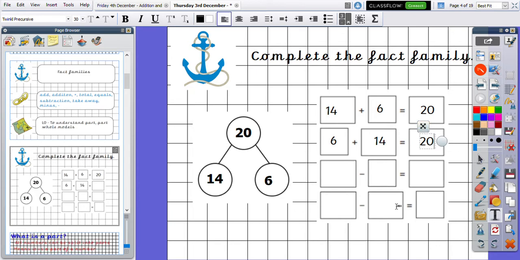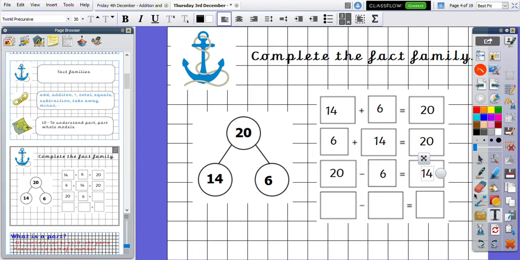Okay, now with my subtraction sentences, I know that my biggest number, my whole number, needs to go at the beginning. So I'm going to start by putting my 20 in at the start, and then I'm going to take away one of my numbers. So I'm going to do 20, take away my 6, and if I've taken away my 6, I am left with 14. So I'm going to put 14 into this box.